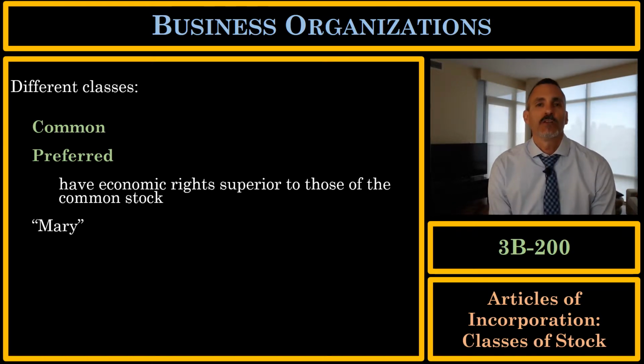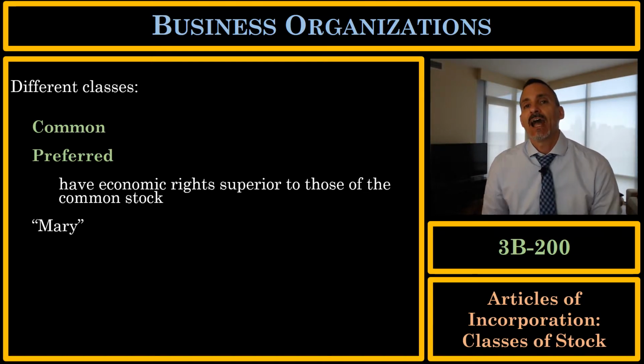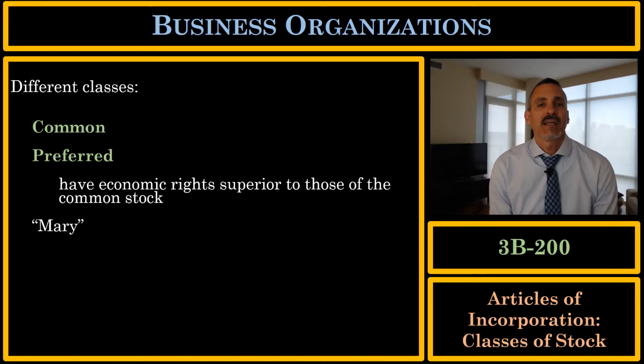So for example, your preferred stock might have a right to receive a dividend before the common stock receives a dividend, or it might have a right to receive a higher dividend than the common stock. Preferred stock might have preferred voting rights, so you can draft it any way you want. Generally, when we're seeing preferred stock in a large public corporation, the preferred stock will not have voting rights. And we'll discuss that in more detail in a later section.